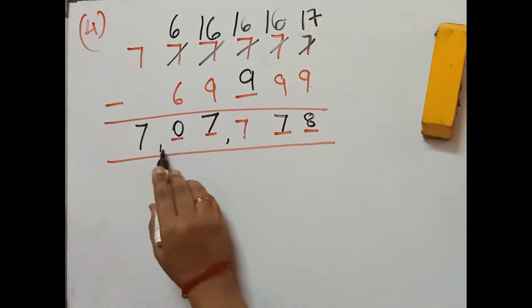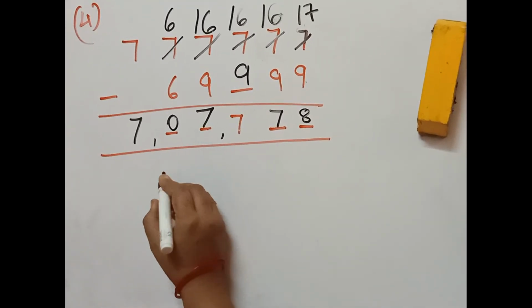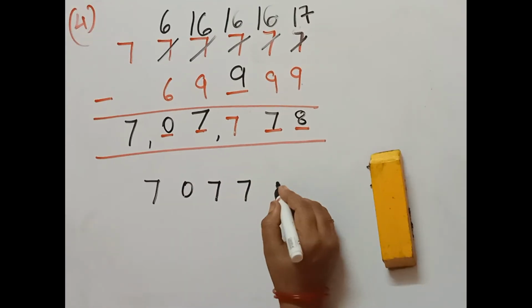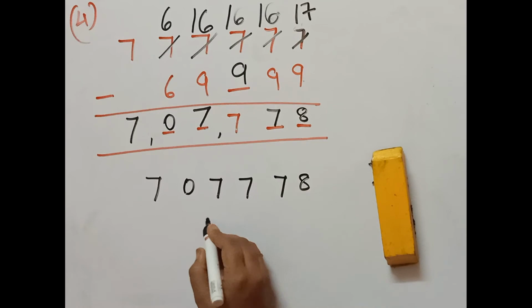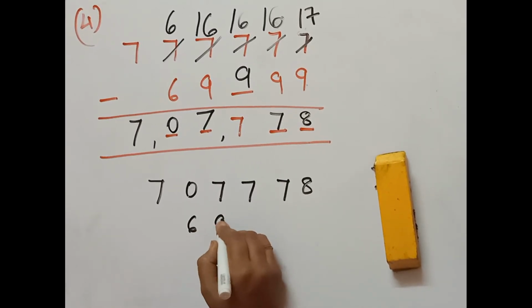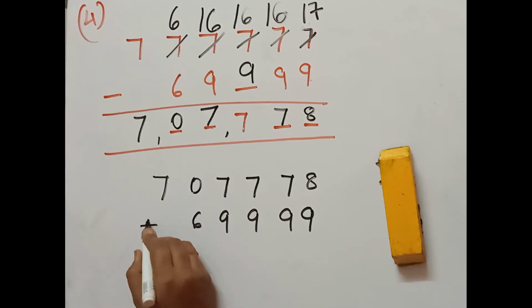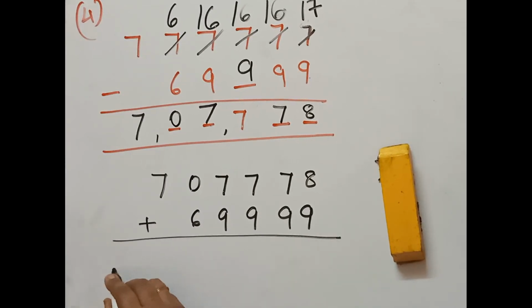7,07,770. Now I have to check whether this answer is correct or not. So what am I going to do? Again, the same way. 8. Now here 6, 9, 9, 9, 9. I have to add. Now this number we are going to add.